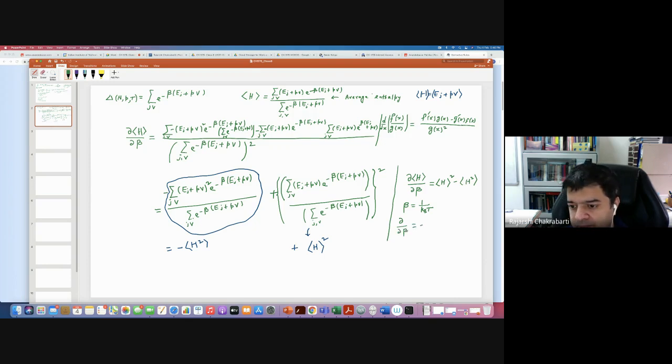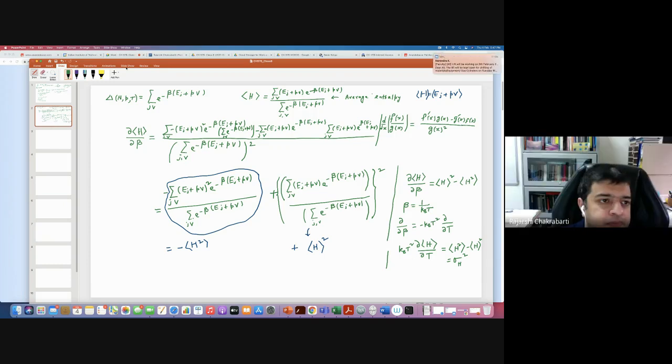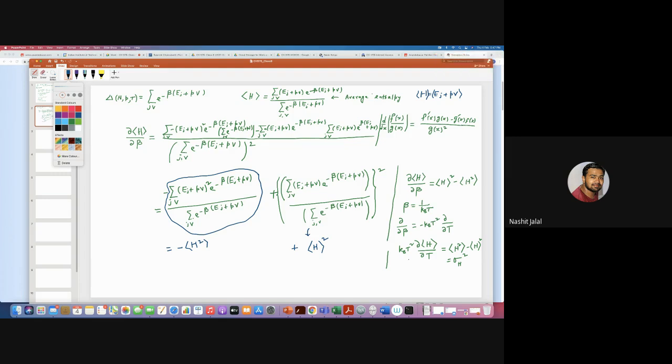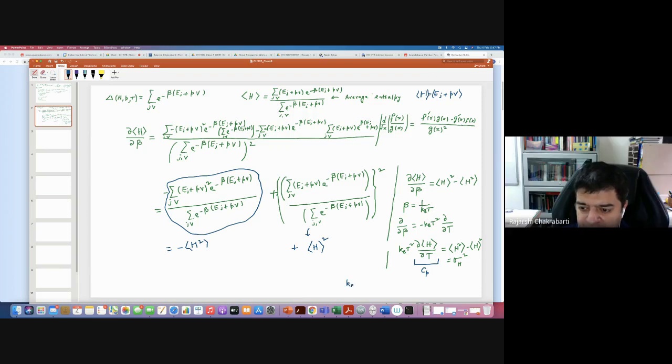you know what is del beta? Is it fine? So it basically tells you... and what is this? Is it fine if I write like this? Yes, sir. And what is this quantity? You know very well, at constant pressure it is Cp. So basically it tells you that kB T square Cp is equal to sigma h square.